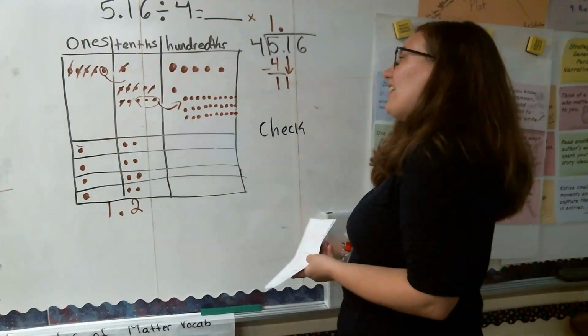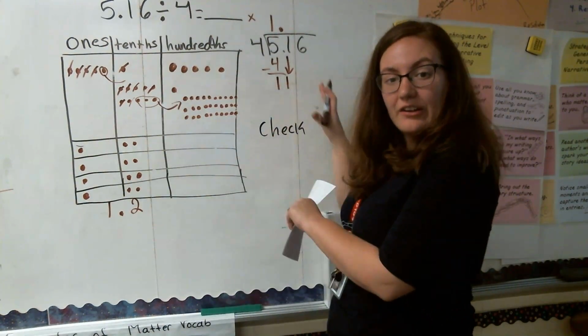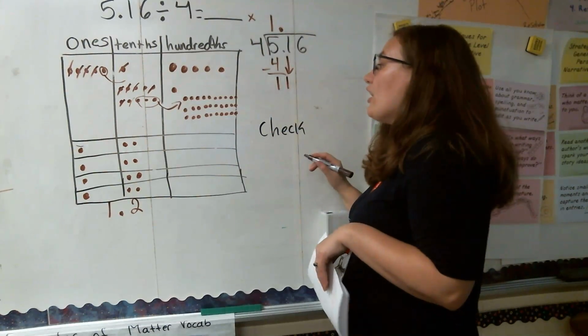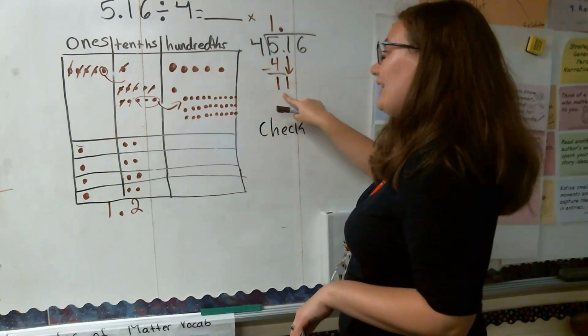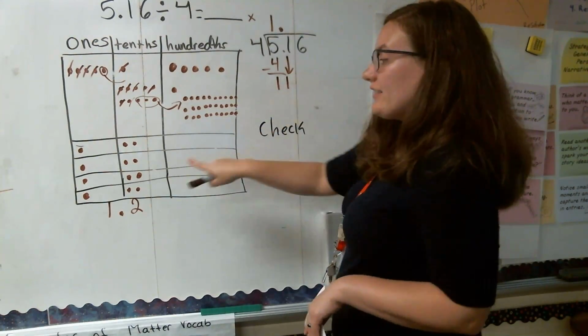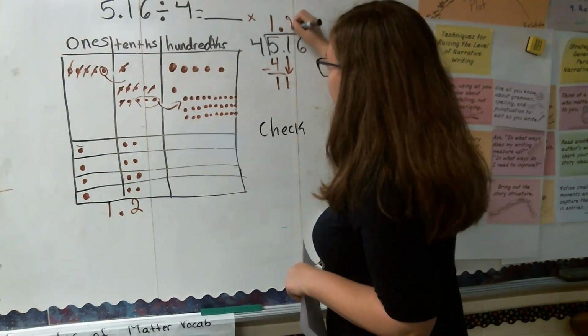All right. So I'm going to check my work over here with my standard algorithm to see what else is going on this side. So I'm going to see how many times can 4 go into 11. 4 can go into 11 2 times. So I put a 2 up here.